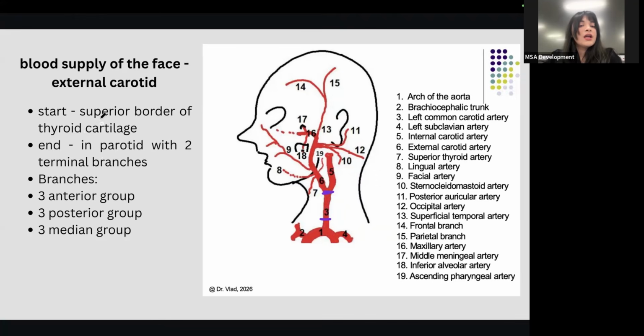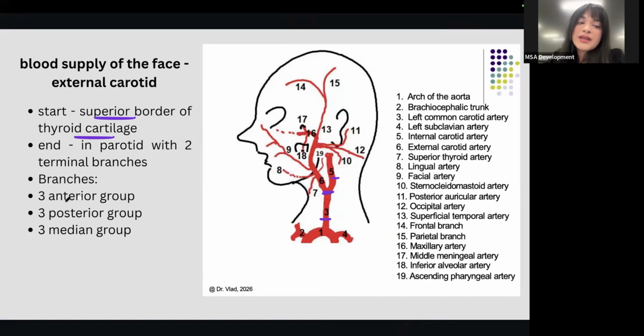Okay, what's over here? This is the superior border of the thyroid cartilage. Okay, so at the superior border of the thyroid cartilage, it's going to divide. So number 5 is the internal carotid. We're not concerned. Number 6 is the external carotid. Okay, and the external carotid is supplying the face, right?